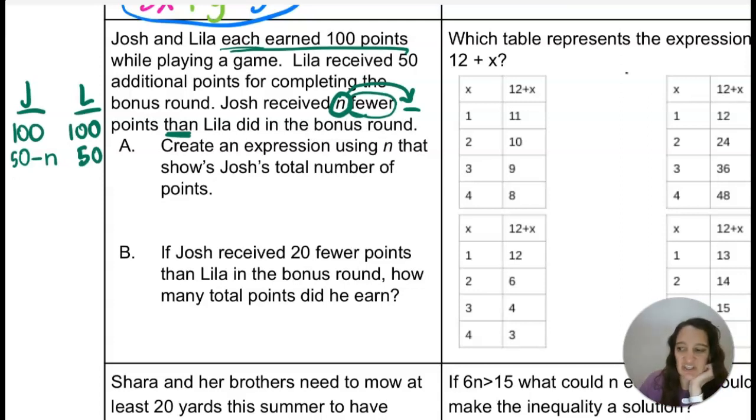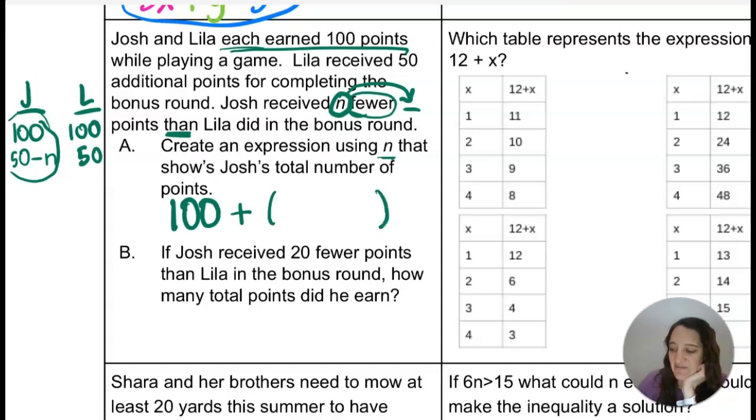Okay, create an expression using n that shows Josh's total number of points. So this was his total number of points. He had 100 points, and then in the bonus round, he had n fewer points than Lila, and Lila was the one that had 50. So that is the expression for Josh.